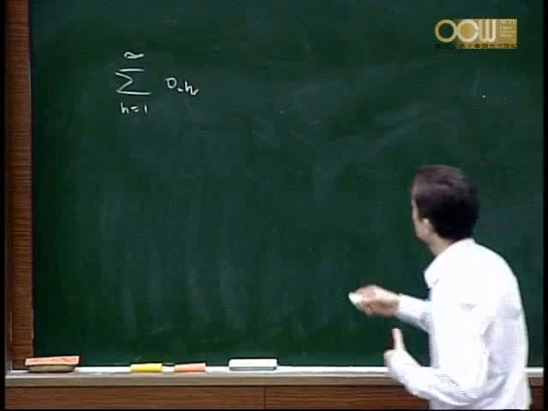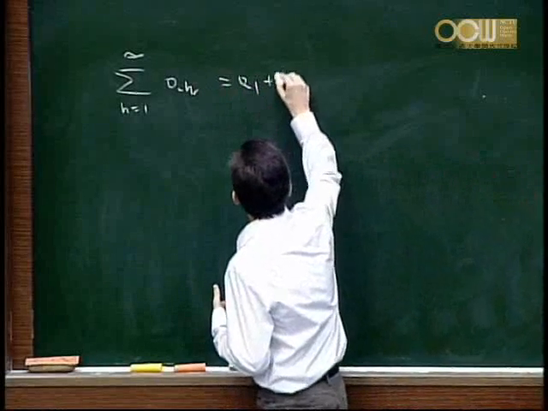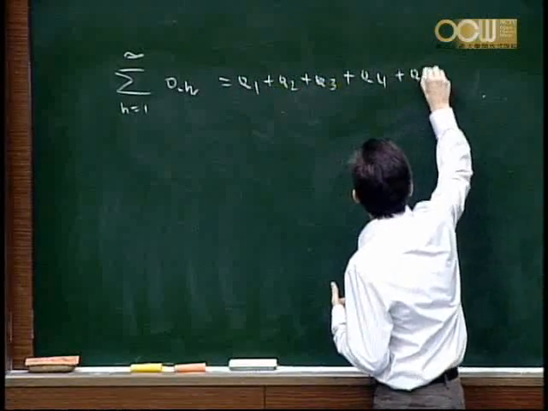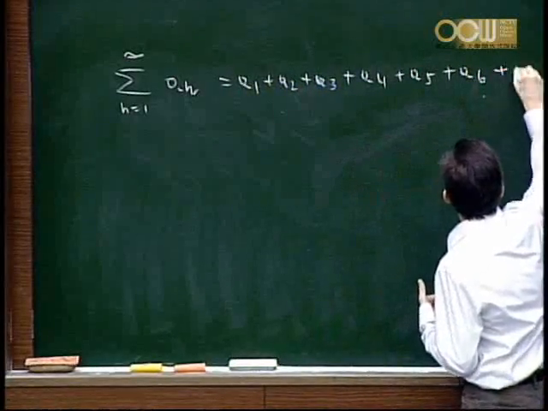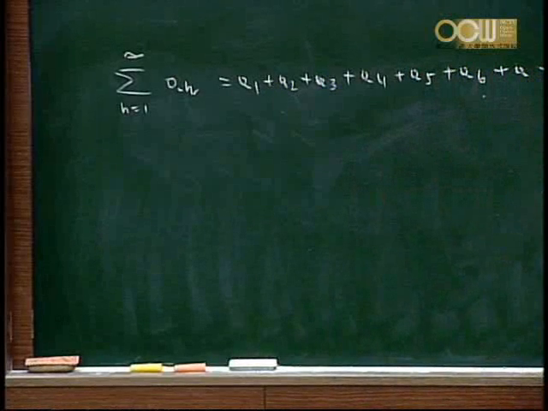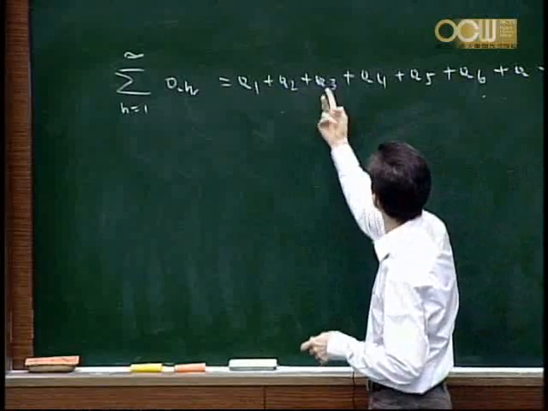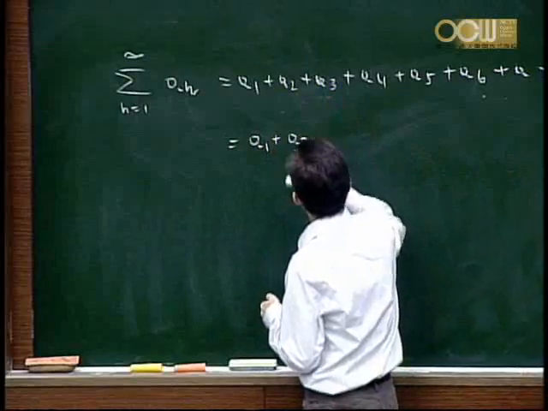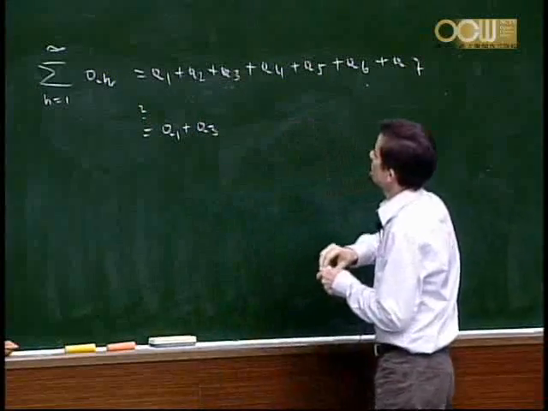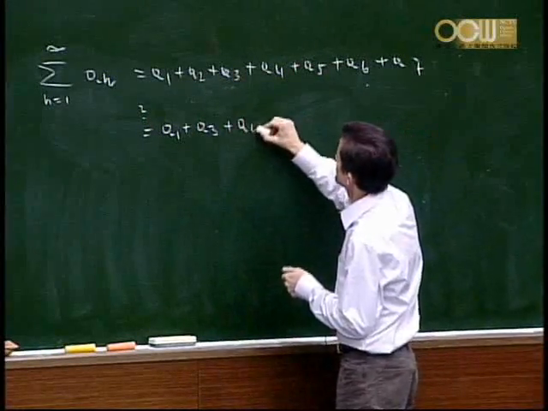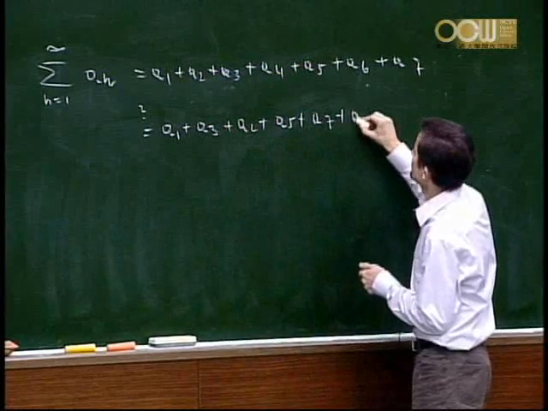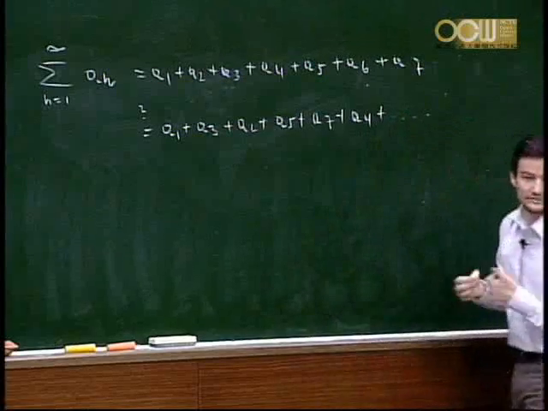So for instance, you do something like this: A1 plus A2 plus A3 plus A4 plus A5 plus A6 plus A7, and so on. You switch always these two. So you first have A1 plus A3, and then plus A2. And then you go on with A5 plus A7, and then A4, and you go on like this.